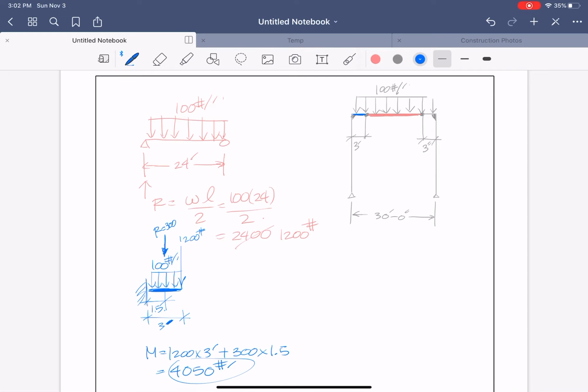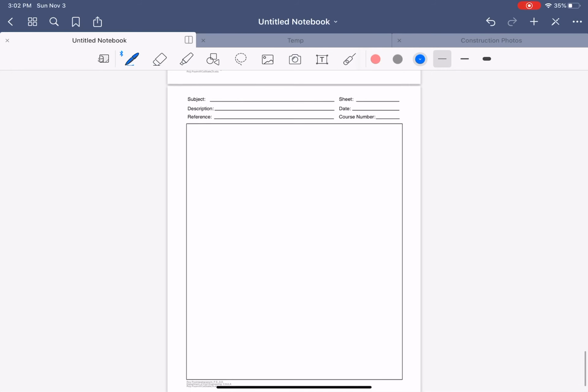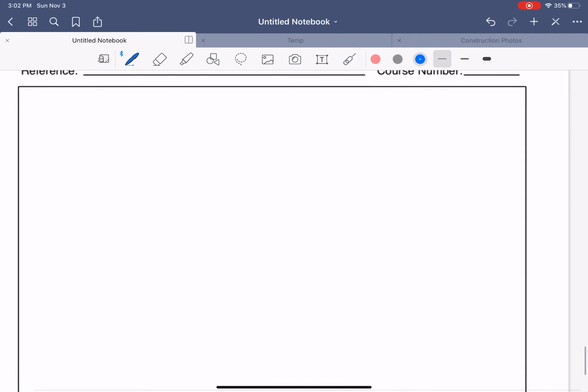So it would look kind of like that. And this amount is 4050 pound feet. All right. That's the first one. Here's the other one.